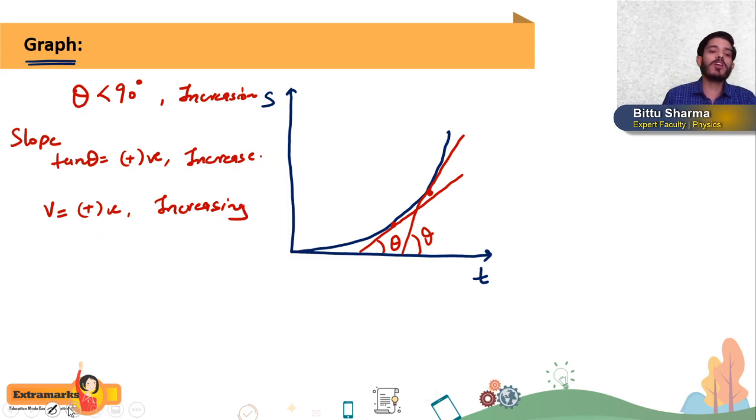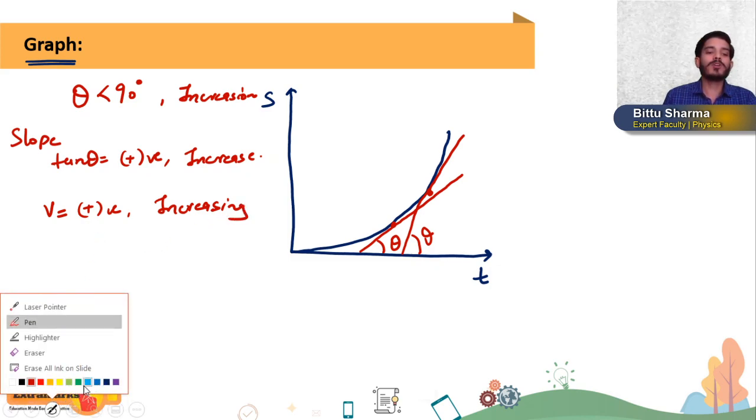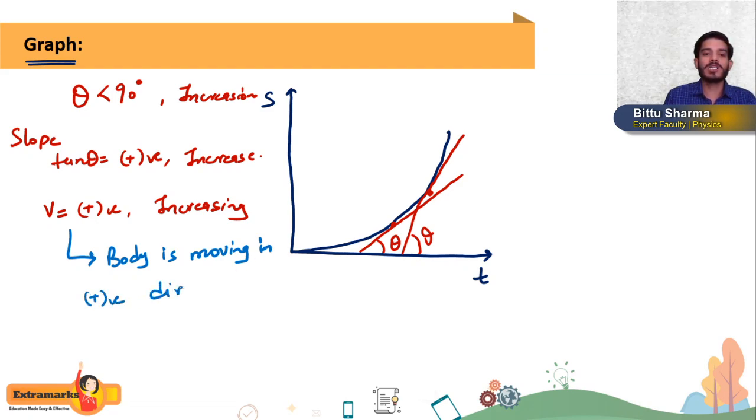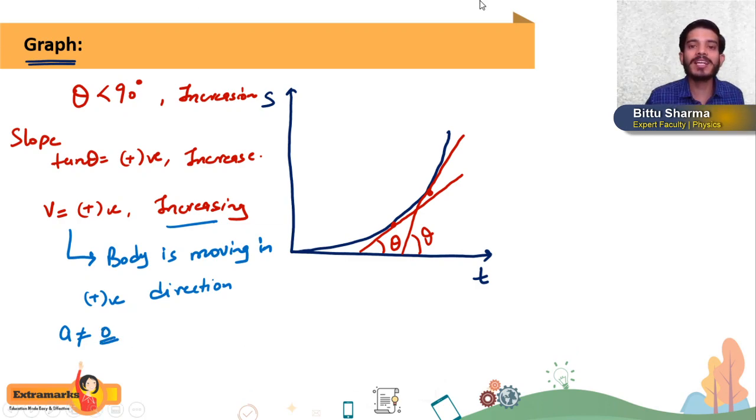Now what do you mean by velocity positive? Do you think velocity positive means the displacement is positive? No, velocity positive means the body is moving in positive direction. Getting or not? And velocity is increasing. Velocity is increasing means acceleration is not equal to 0, means it is not a uniform motion, it is a kind of accelerated motion. I hope you are getting this, students. The body is moving in positive direction and acceleration is not equal to 0.